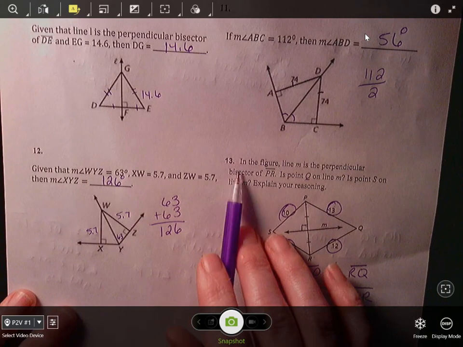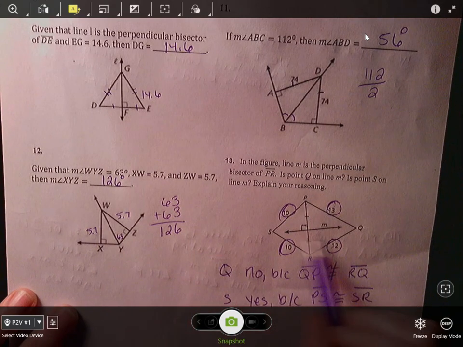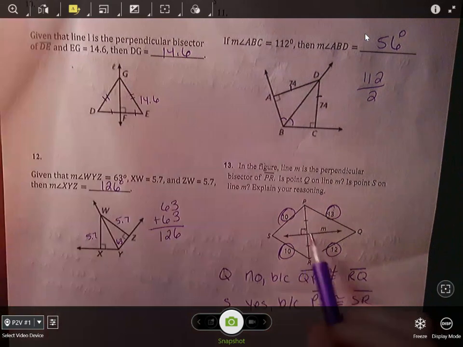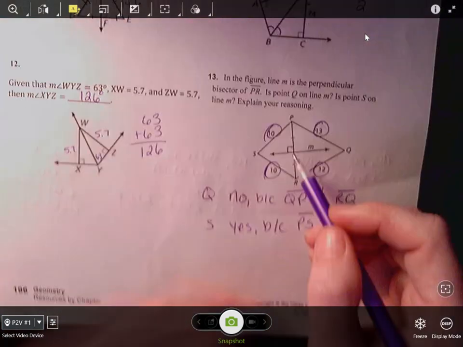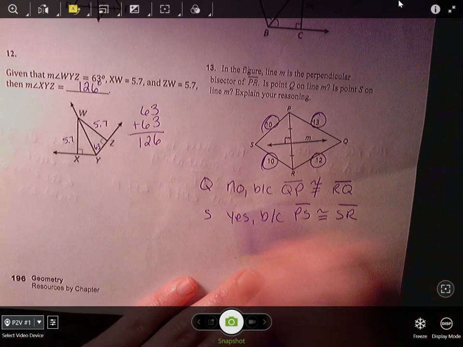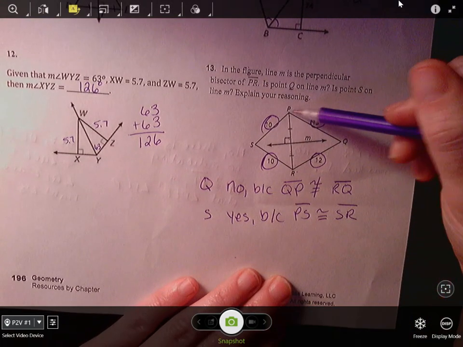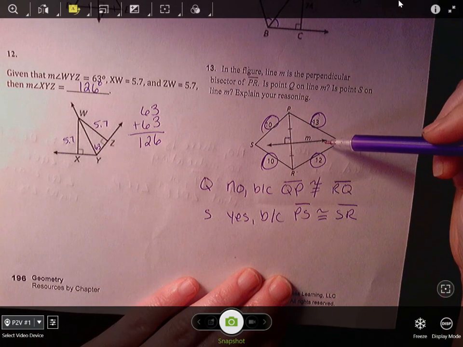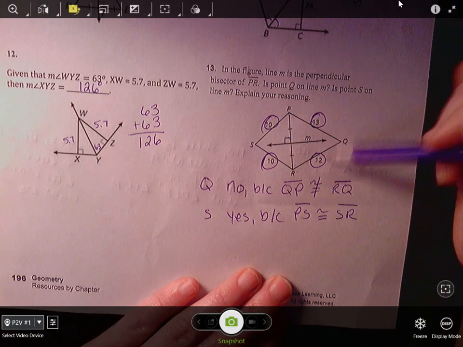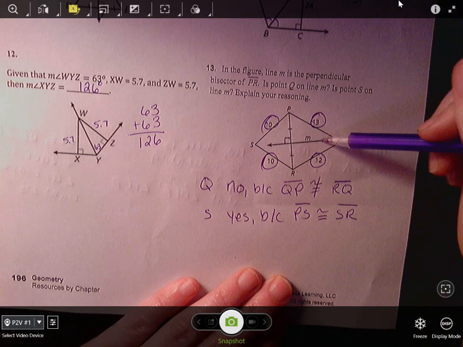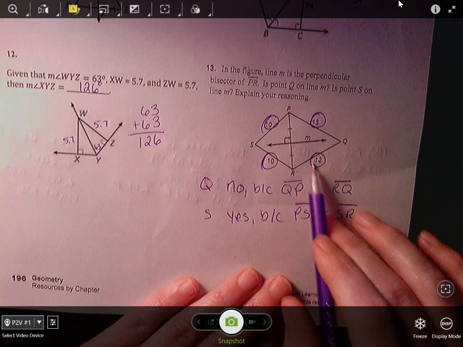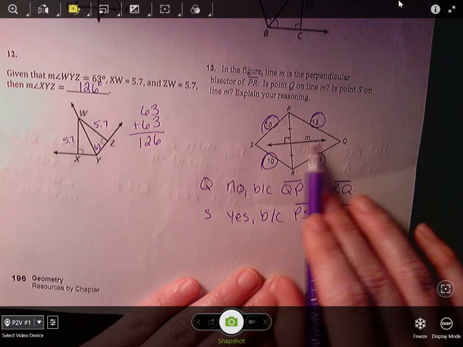And then for number 13, if line M is the perpendicular bisector, then that means that every point on that line is equidistant to the endpoints. So if you look at point Q, it's 13 to point P, but 12 to point R. So no, it would not be on the perpendicular bisector because these two segments are not congruent. If it's on the perpendicular bisector, these would have to be the same number. So these are not congruent, so Q is not on the perpendicular bisector.